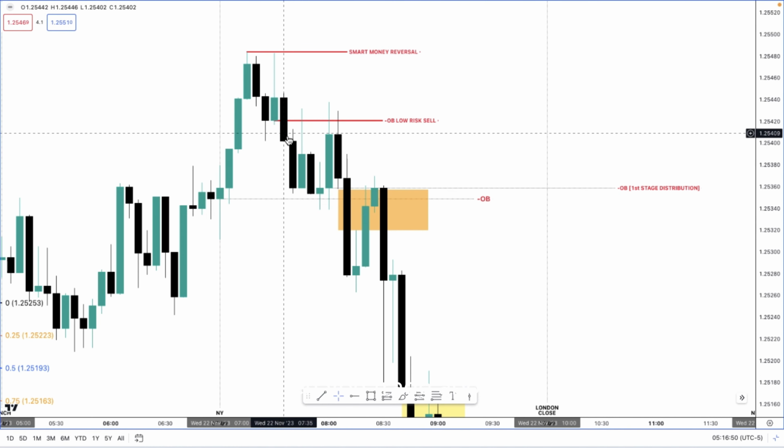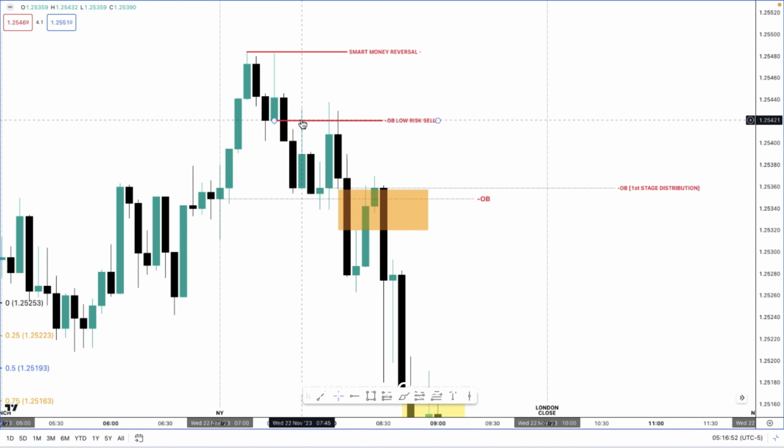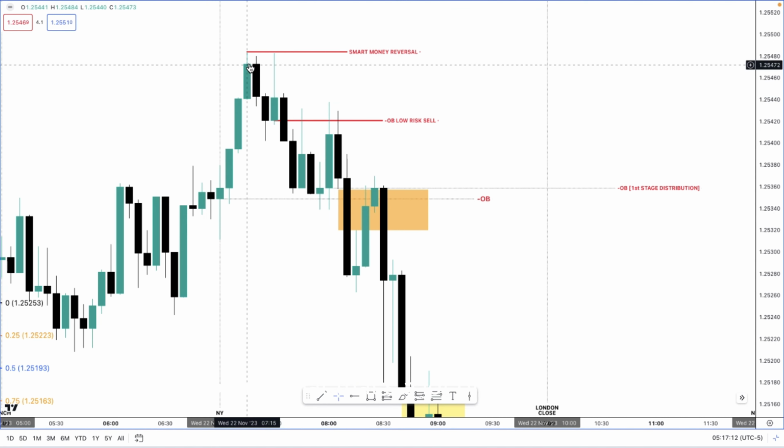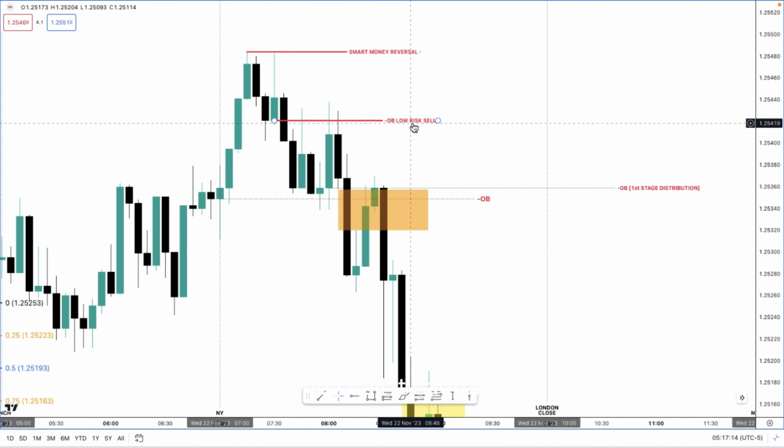So when price trades back up to it, smart money traders are selling that bearish order block for a low risk sell. They're selling there, it goes down, comes back, they're not scared to sell again. Low risk sell. Why is it a low risk sell? Because the stop loss is above this swing high. It's not far. That's a lot of small movement. So they call it a low risk sell.